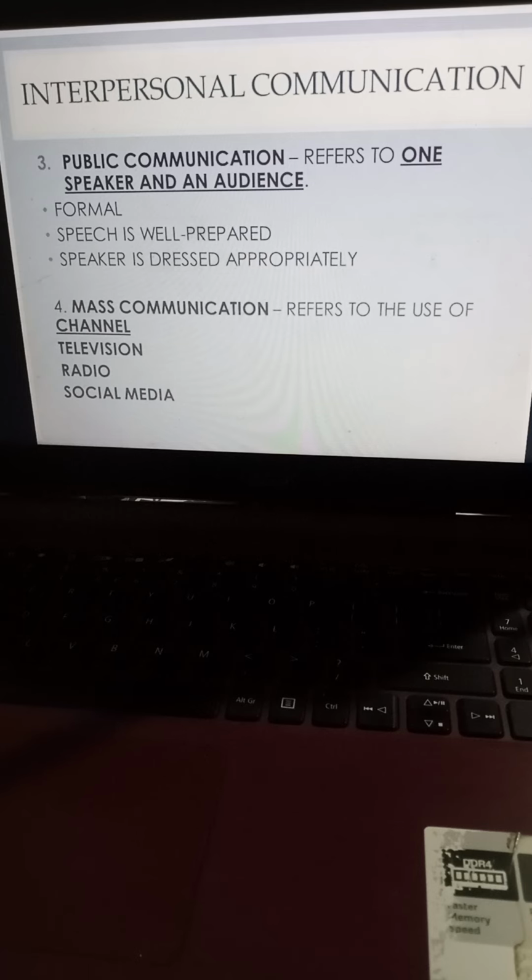Okay, next, mass communication. Mass communication refers to the use of channels such as television, radio, social media to communicate to a larger audience. Since most people use it, this can happen through commercial advertising, public relations, and even news. Again, mass communication refers to the use of channels to spread messages or news. What are those channels? It could be television, radio, or social media.